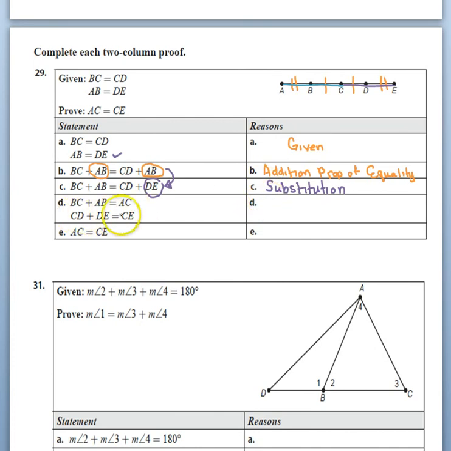And same thing if we look at this one, that's what's going on here too. So if we look up at the picture, segment CD plus segment DE, what do those make up if you put them together? All the way from C to E. Okay, so that's segment addition postulate.